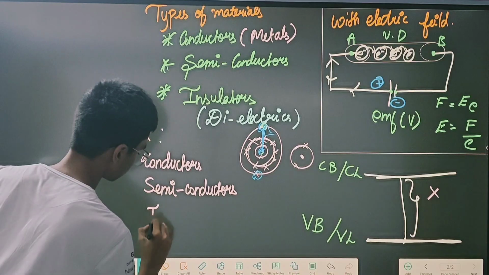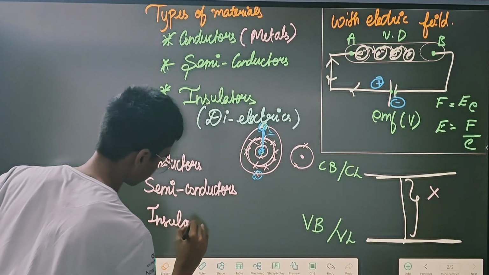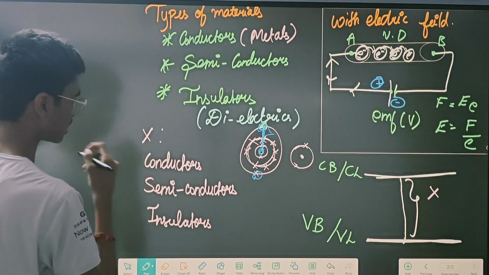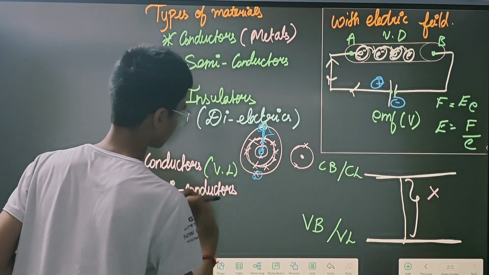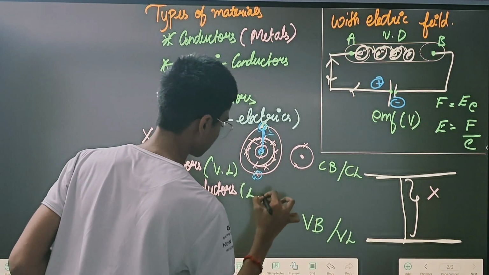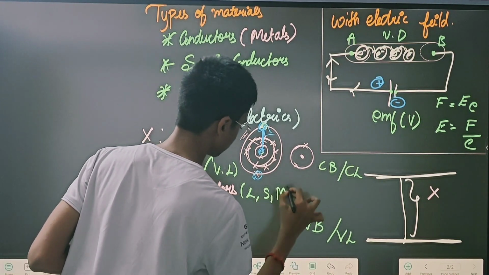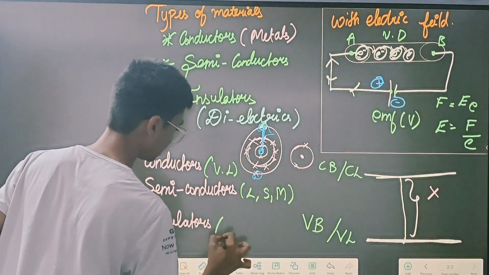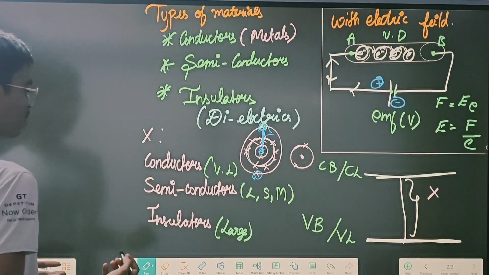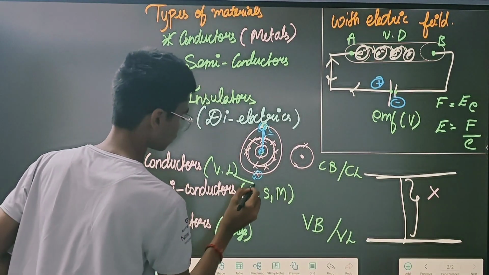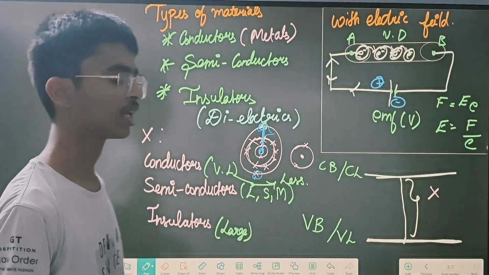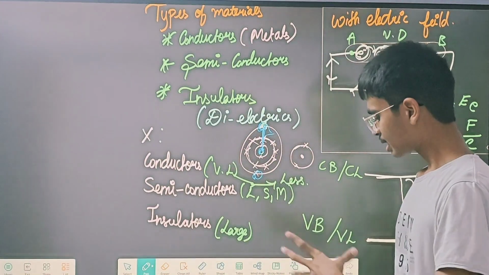Then for insulators. This particular distance will be very, very less for conductors. For semiconductors, it will be less, short, or medium. Then for insulators, it will be large, it will be enormous. So this is what is happening here.